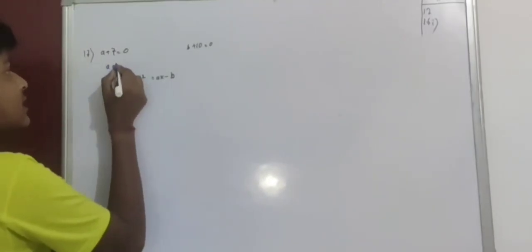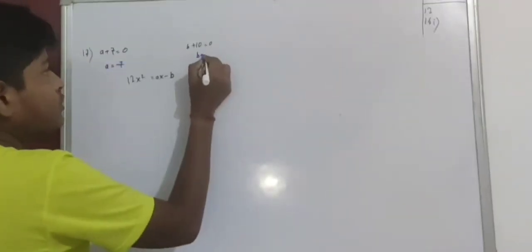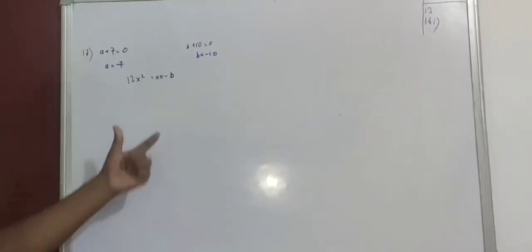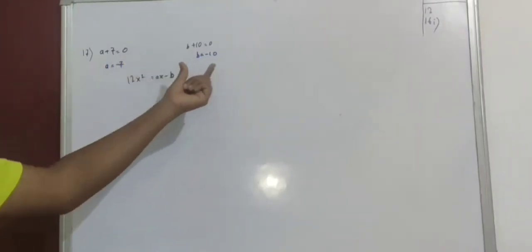Now in this question 17, you are given three statements, meaning three equations, that can be written as a is equal to minus 7 and b is equal to minus 10.